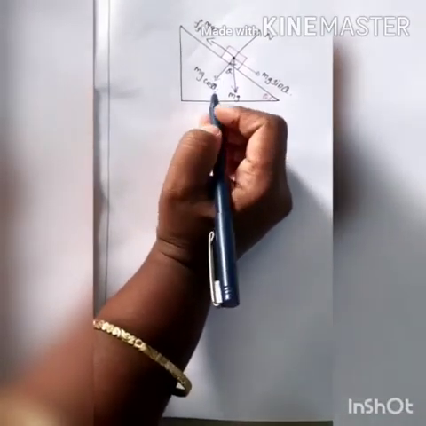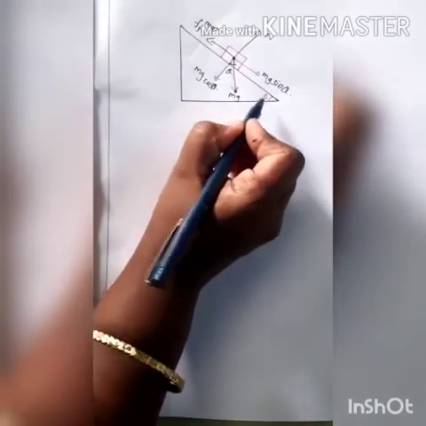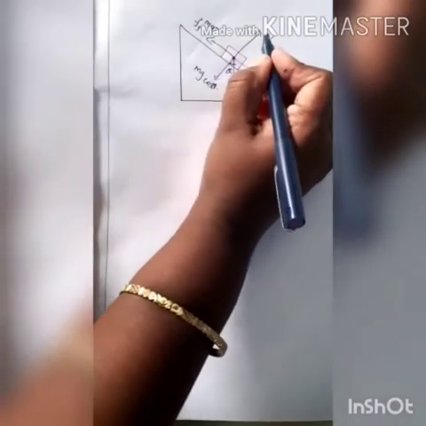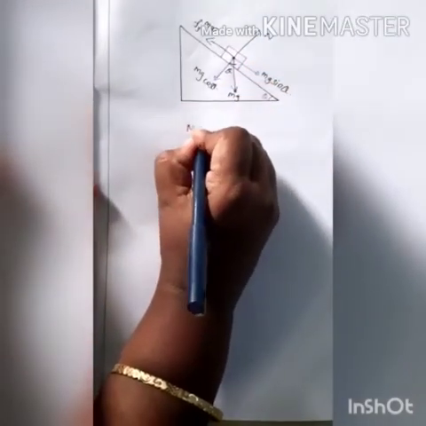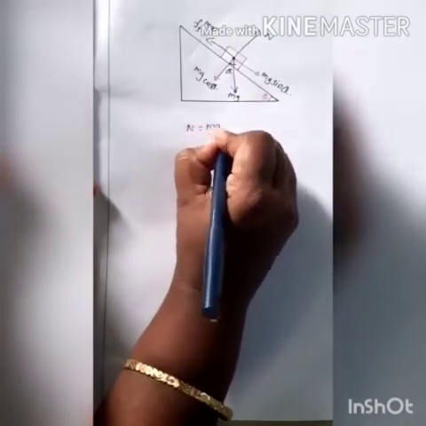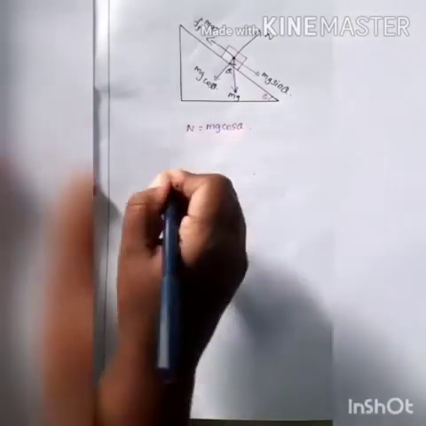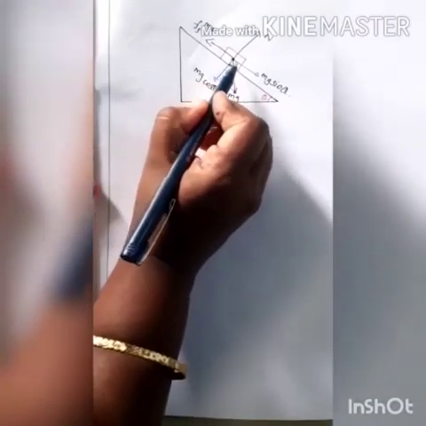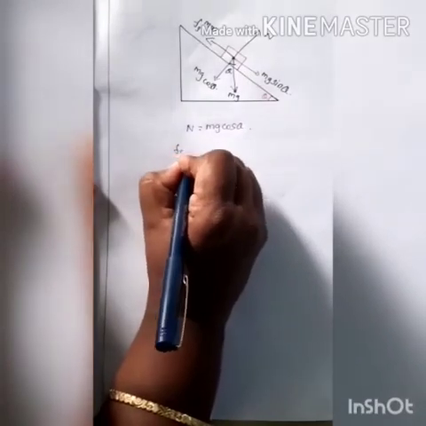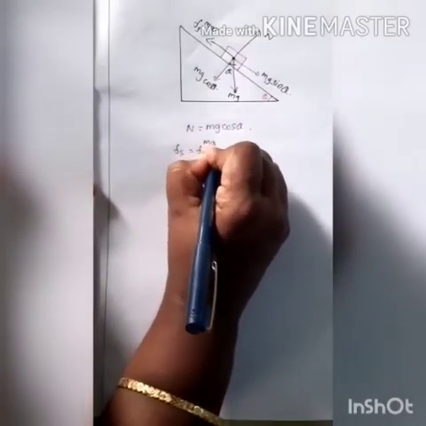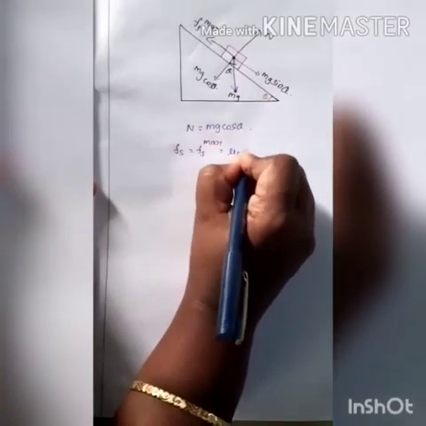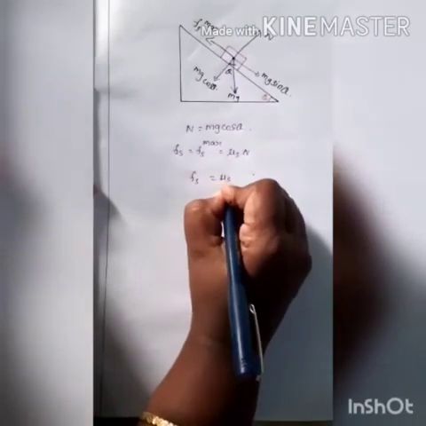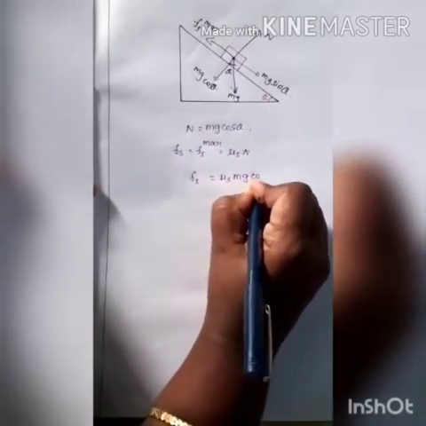The component of force parallel to the inclined plane, mg sin theta, tries to move the object down. The component perpendicular to the inclined plane is balanced by the normal force N. Therefore, N is equal to mg cos theta. When the object just begins to move, the static friction attains its maximum value. Therefore, f_s equals f_s maximum equals mu_s N equals mu_s mg cos theta.